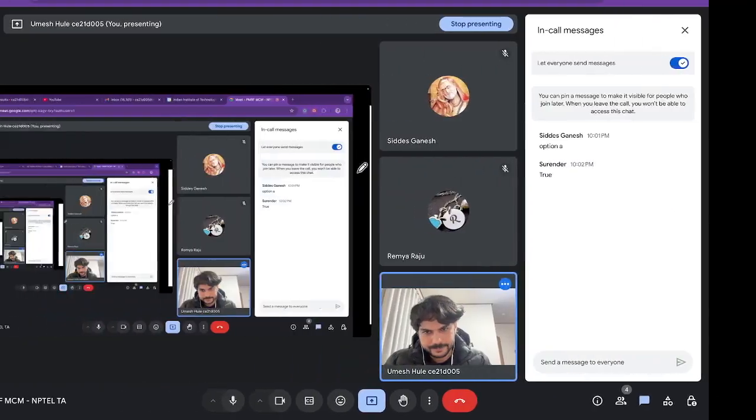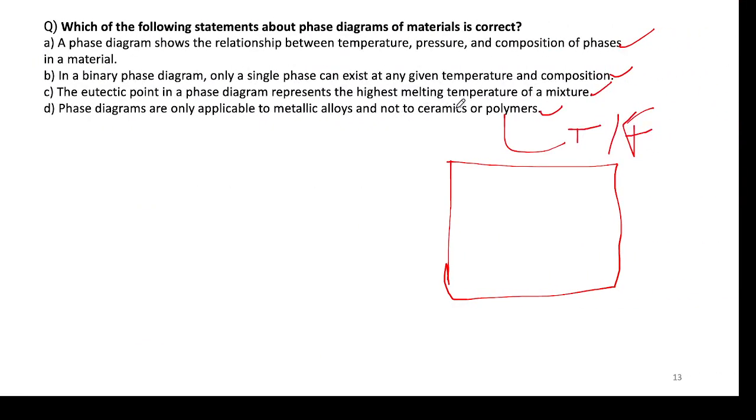Anyone with the answer? Okay, I will try to give a hint. The phase diagram is of course for every material. We can have a phase diagram for all materials, so it's not only applicable for metallic alloys. It can be for ceramics and polymers too. Hence, D option is gone. Now A, B, C.